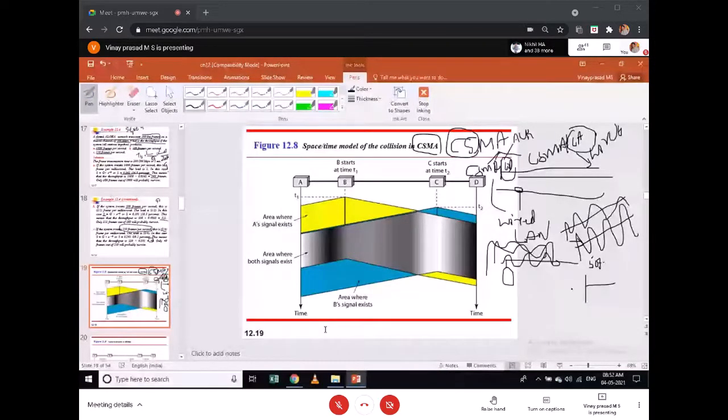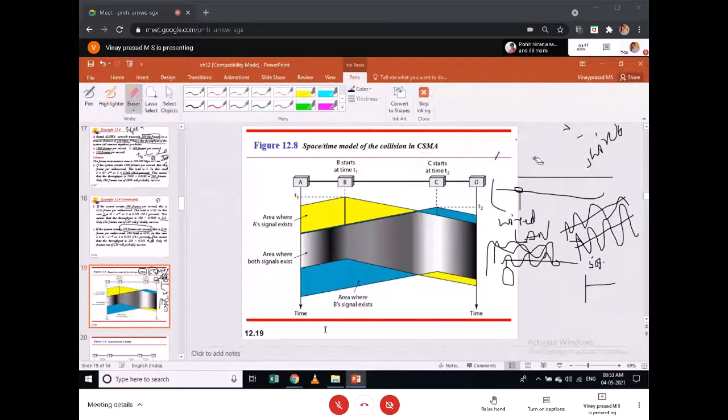So that's why we have some strategies to avoid the collision, and that's why we call this protocol collision avoidance. This was used in wireless, and the other was used in wired networks. We will discuss that later. Before that, let us understand what CSMA is.